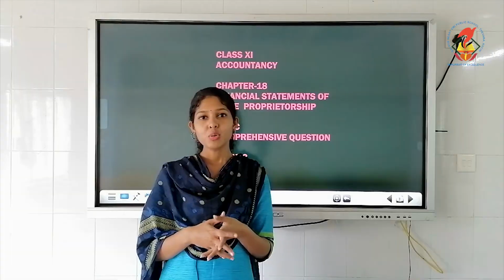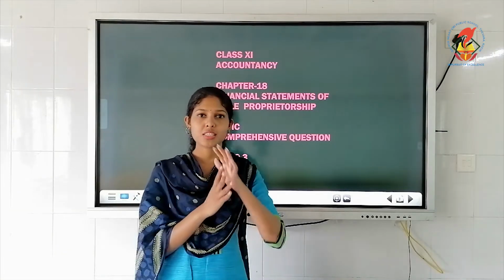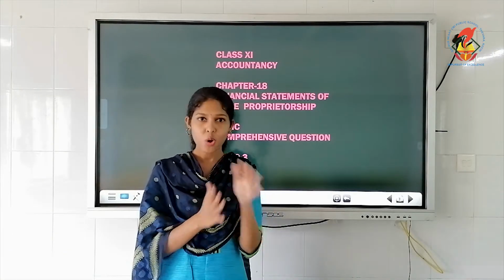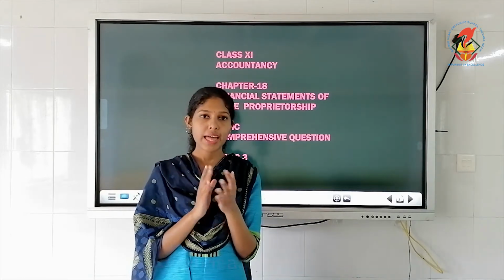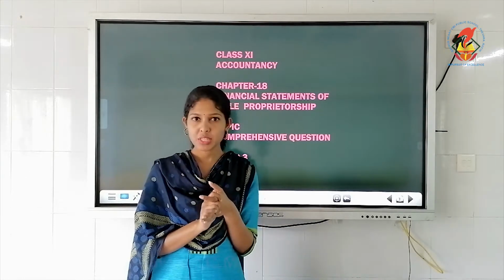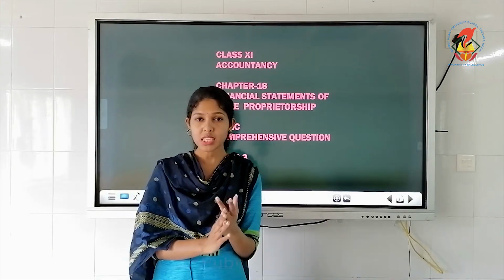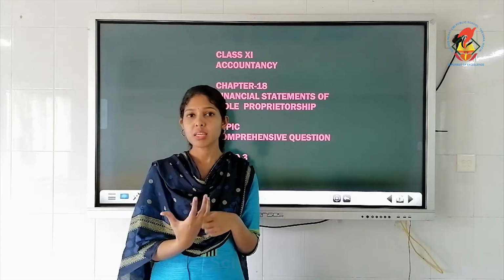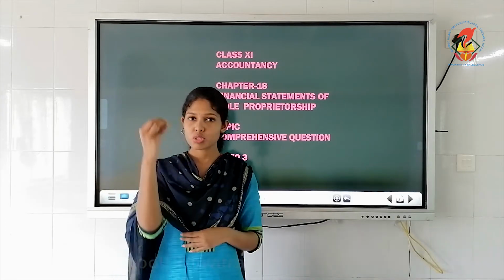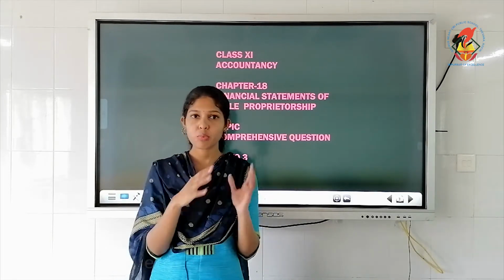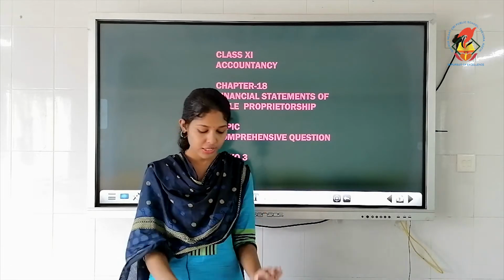Now we'll work out a comprehensive question, that is, you have to do all three: trading, P&L or profit and loss, and the balance sheet. This chapter is actually easy. It is lengthy and you might make careless mistakes, but other than that the chapter is very easy. You just have to pick up the items from the question and write them in your format. That's the only thing you need to do.